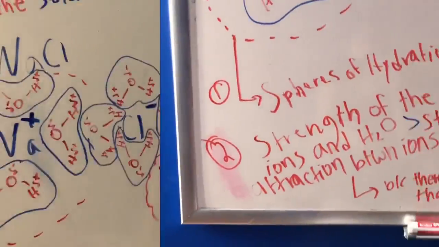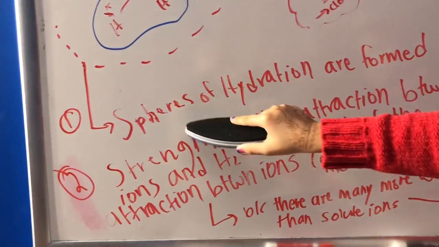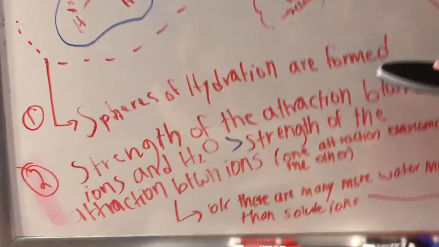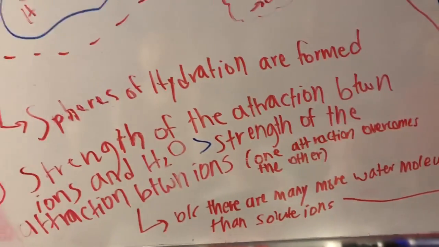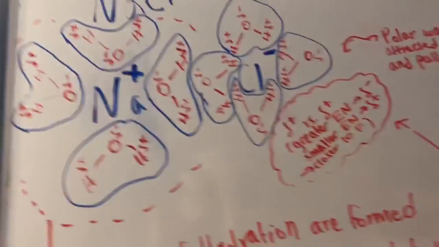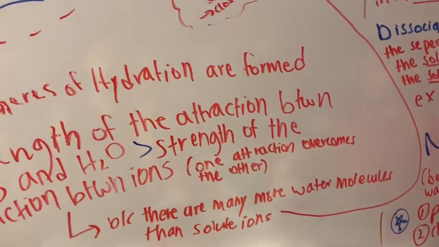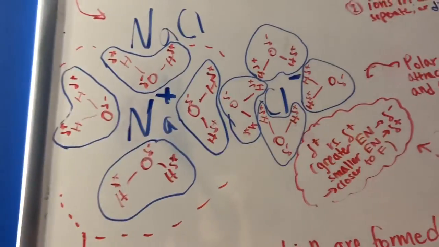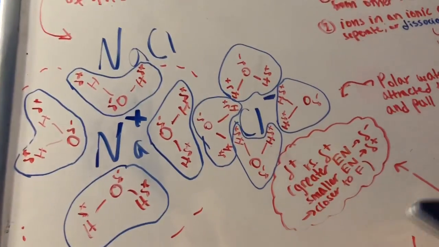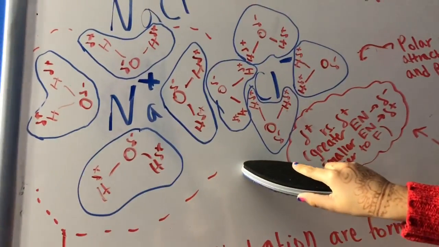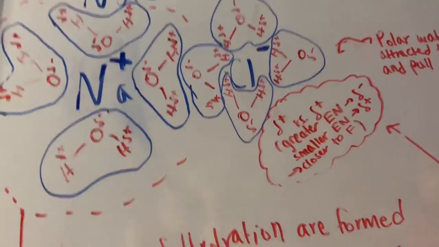As you can see there, the strength of the attraction between the ions and the H2O is stronger than the attraction between the ions themselves, and that's evident because the ions are the ones that actually separated. The reason behind that is that there are many more water molecules than solute ions, so there's much more solvent than solute, which is why it's able to break apart those ions in the ionic compound.